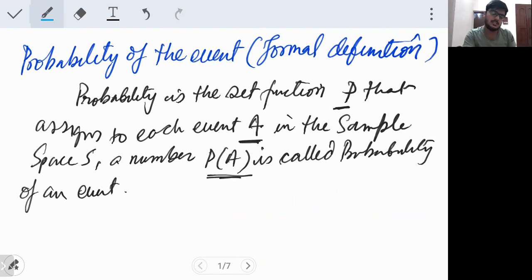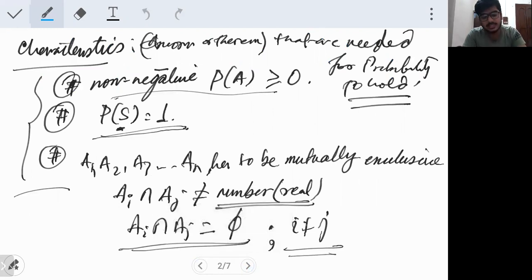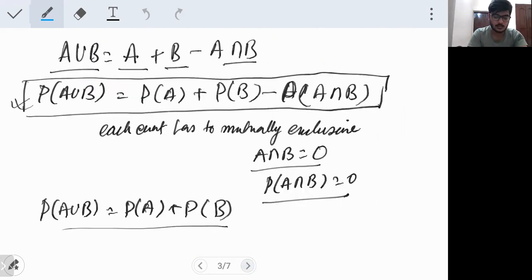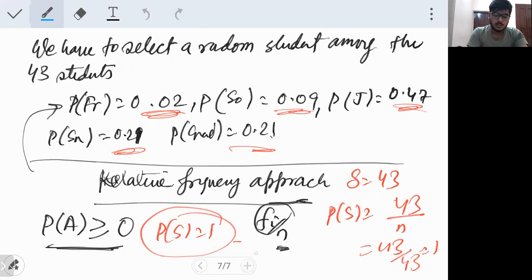Probability is a set function that is assigned to each event in the sample space S, and the number is equal to the probability of the event. Then we saw the 3 axioms, or say the characteristics that are needed for a probability to hold. That is, it has to be non-negative, the probability of the sample space has to be equal to 1, and for mutually exclusive events, that means no 2 events have anything in common, the intersection has to be equal to a null set, right?